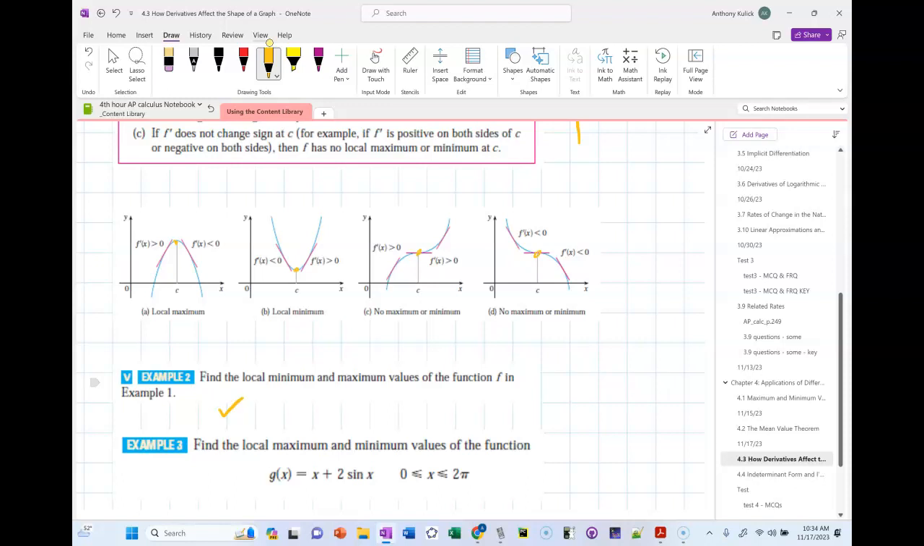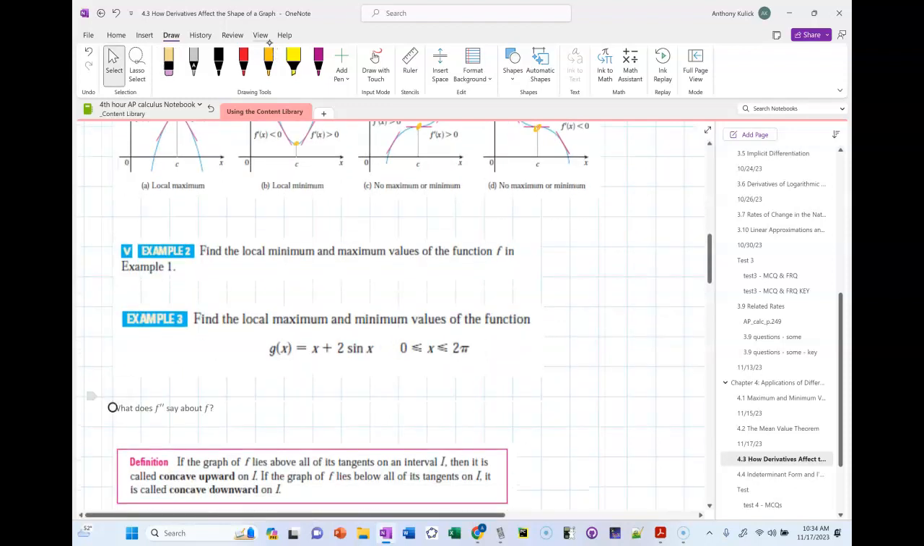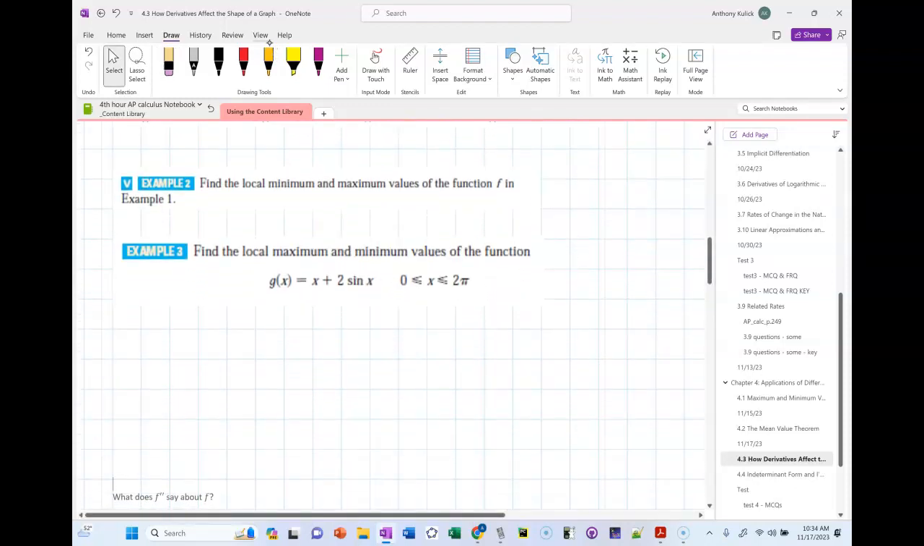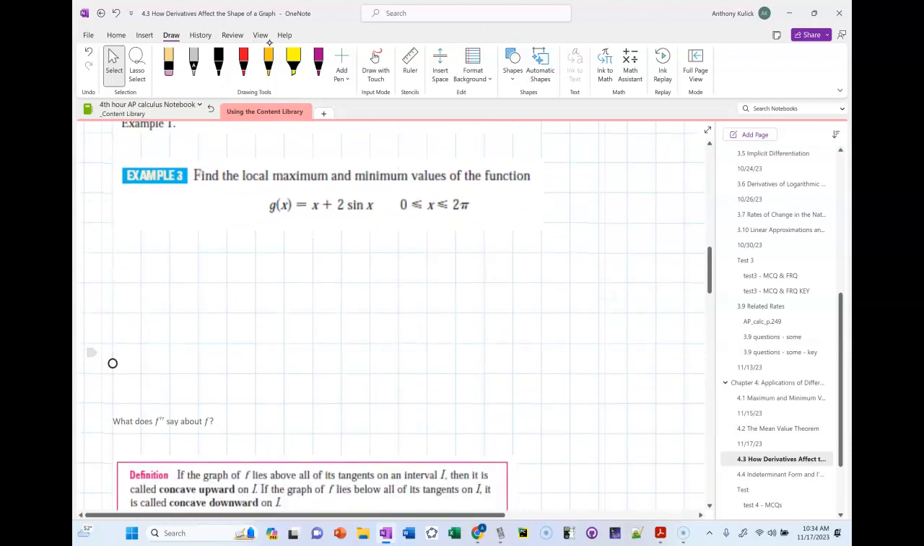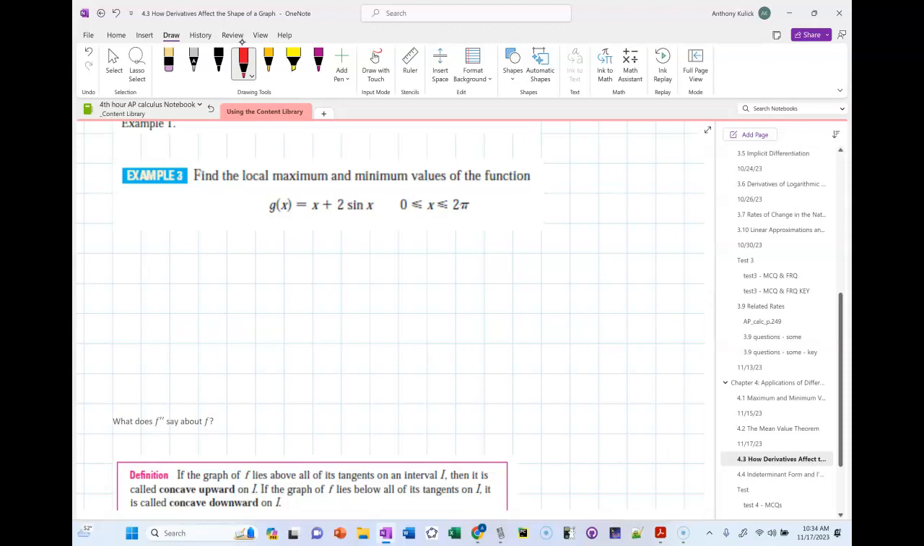We already did this example here because I went in and wrote min and max next to the stuff after we did it, anticipating that we would do this. Let's do another here. So it says, find the local max and min for g of x equals x plus 2 sine x, where x is between 0 and 2 pi. Notice this is a closed interval, right? So I could still use the closed interval test on this to find the absolute maxes and mins, but I want only the locals.